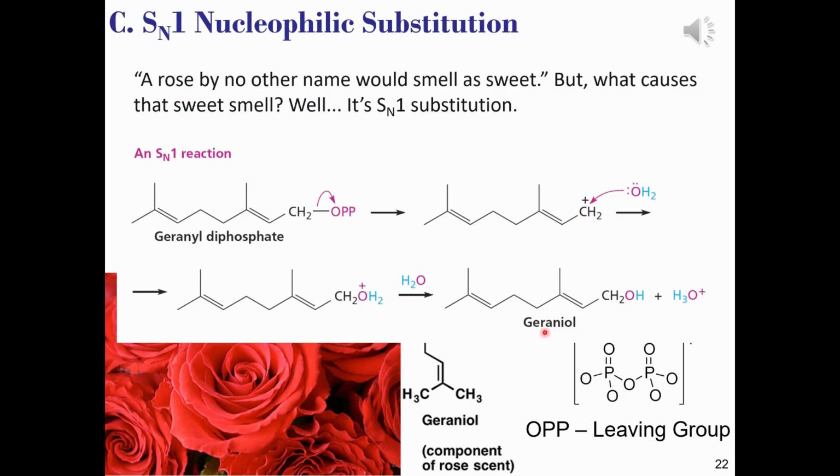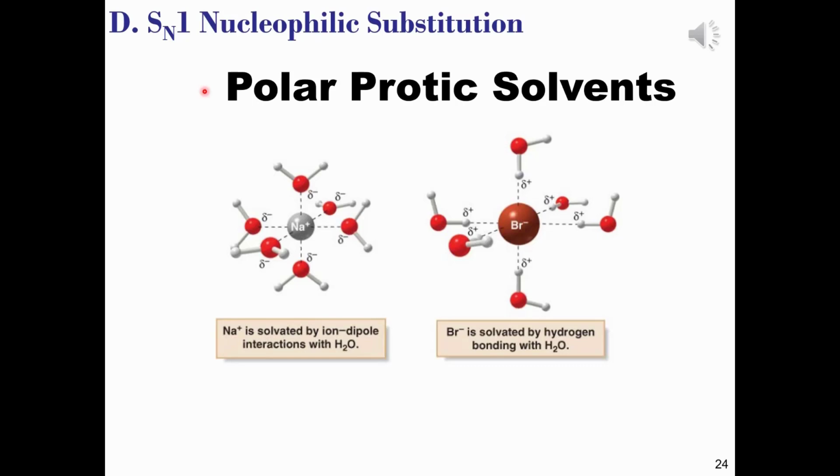This concludes part C. And in this video we're going to look at the use of polar protic solvents for SN1 nucleophilic substitution reactions. So a polar protic solvent is capable of forming a hydrogen bond, and we can see this here because the sodium ion is solvated by ion-dipole interactions with water, and bromide ions are also solvated by hydrogen bonding with water. And what this shows is a solvent cage surrounding both of these ions.